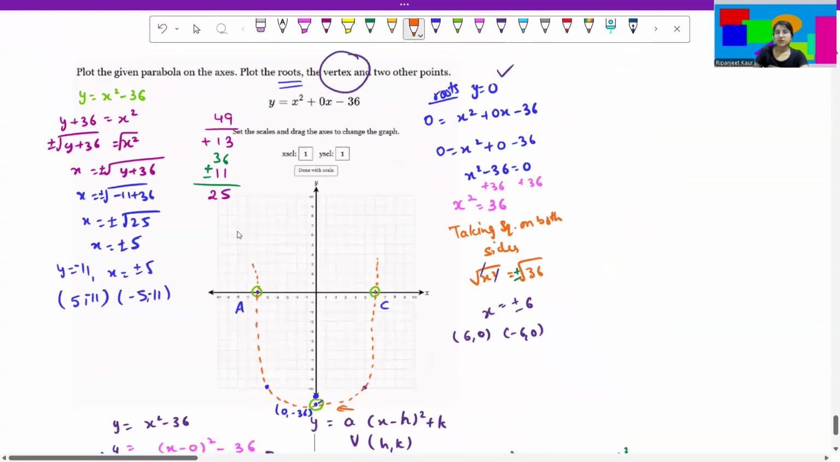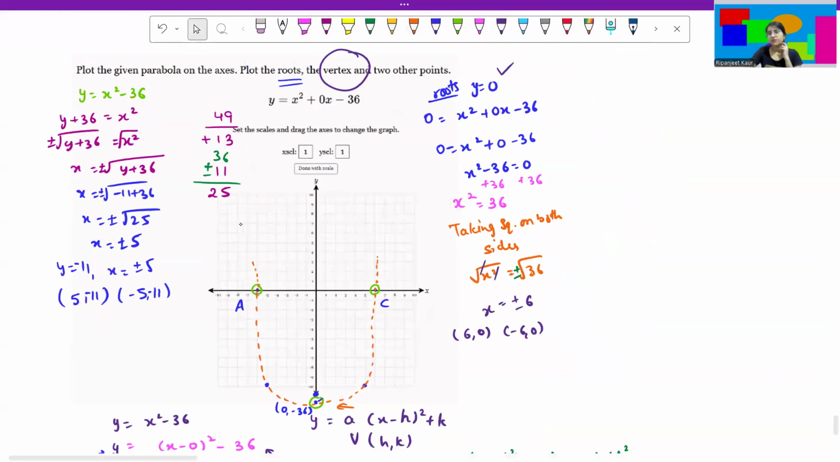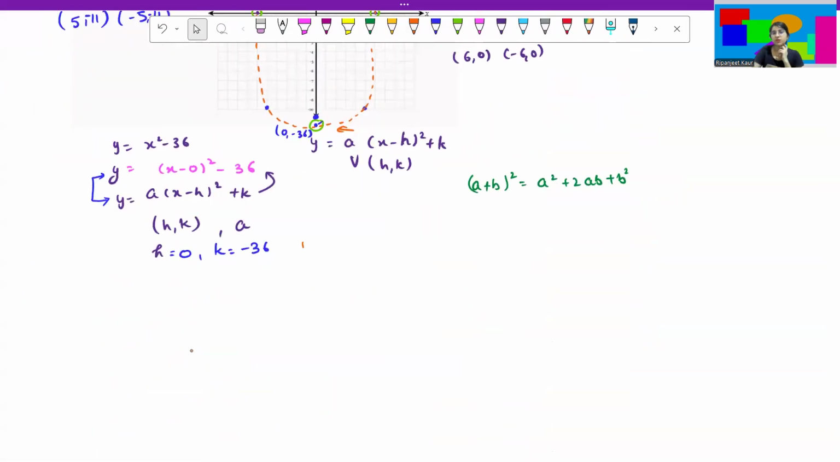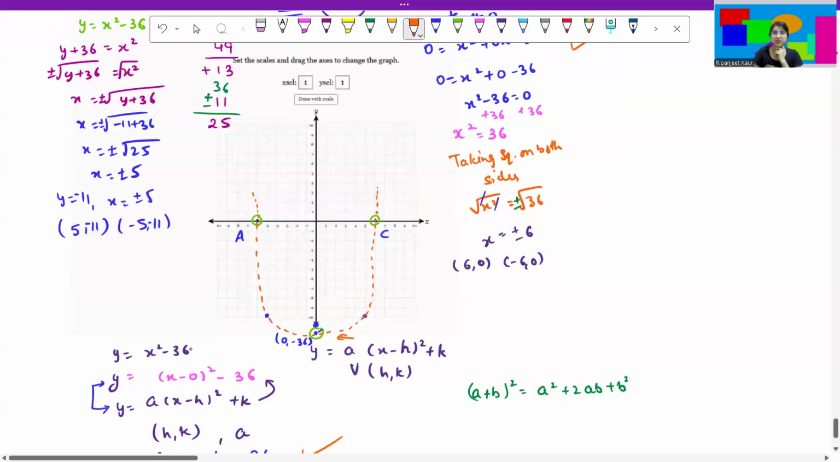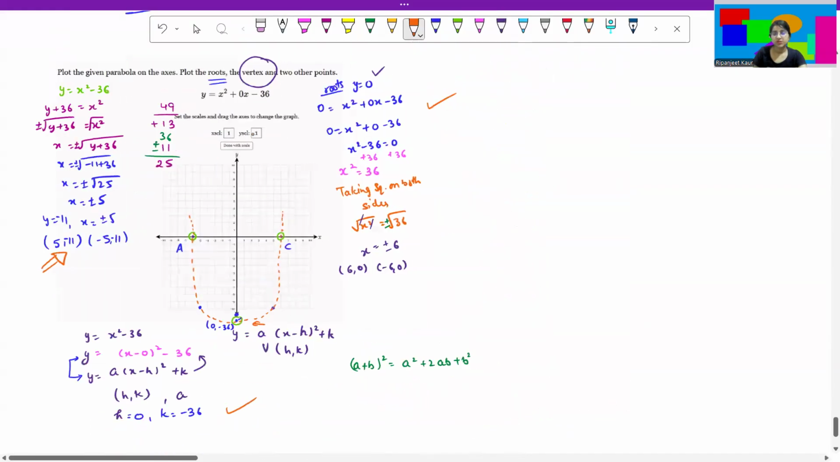So see, we did the same thing that we did in the previous question. We found the roots by equating y equal to 0. Then we used the vertex formula for finding the vertex. Then we chose a random value with which we can find 2 more points. So this is how we proceed with these questions. Any question in this part? No. Let's go to the last question.